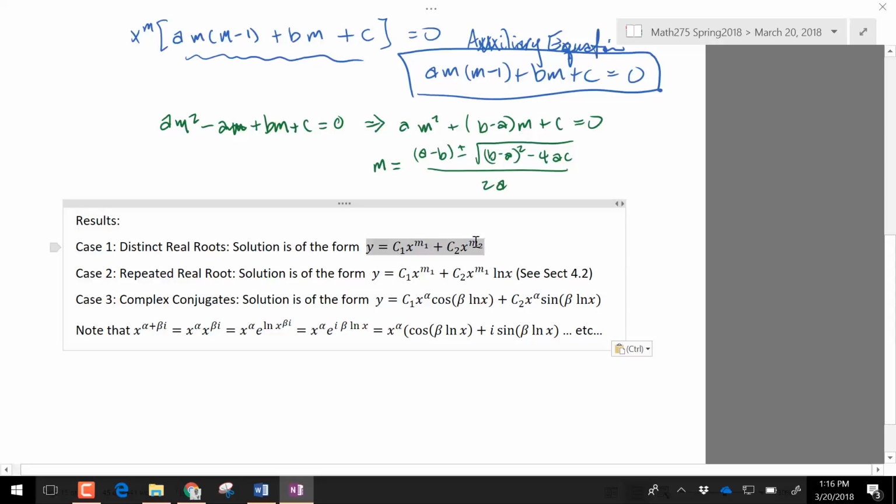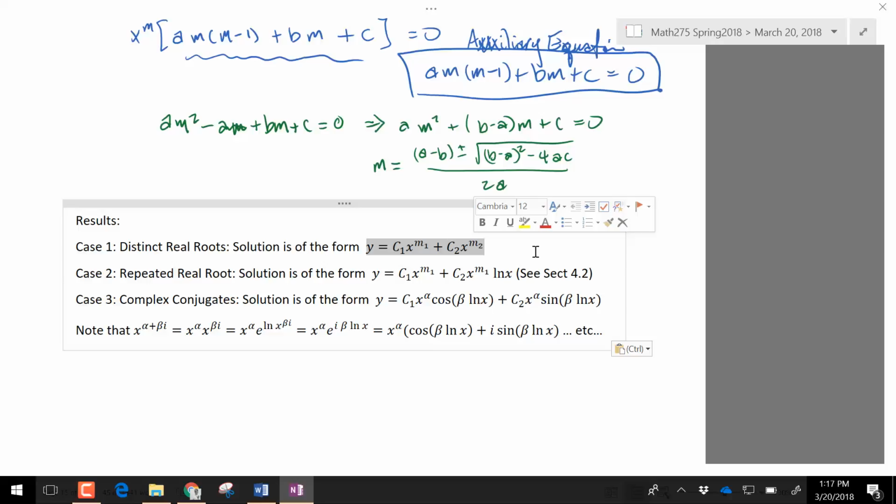So the first type of result is obvious. I mean, we were looking for two solutions, and the solutions have to be linearly independent. So we get two distinct real roots, then we get two distinct solutions that are linearly independent. The second case is when we have a repeated real root. When we do that, in the past we just multiplied by an x, but since our solution is x to the m, it's not just going to be x to the m times x.